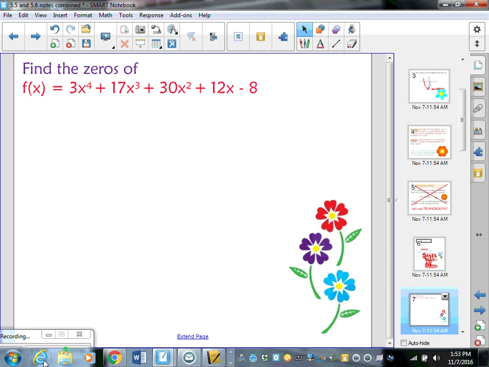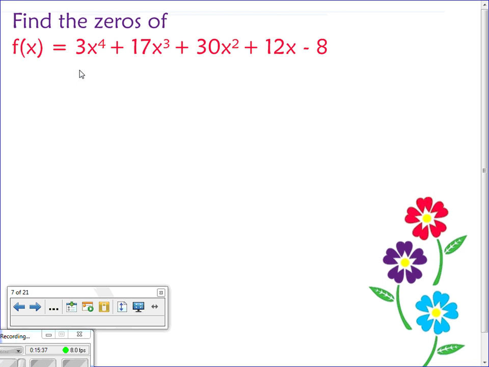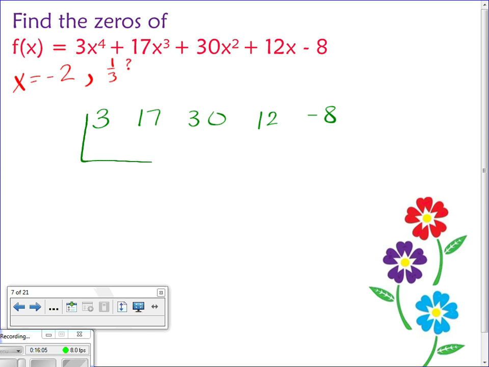So let's go back to this. Let's kind of talk about it a little bit. So you have some options. We know x equals -2, and the other one looks like roughly 1/3. Question mark, right? It looks like 1/3. I'm going to show you a couple different options here, okay? So let's go ahead and do synthetic with what we know is a good answer. So set up synthetic: 3, 17, 30, 12, -8. Don't forget to look for your missing pieces in there, in case you're missing like an x cubed or an x squared or an x or something. So we know that -2 works, right? You guys are awesome. You're already halfway through your synthetic.